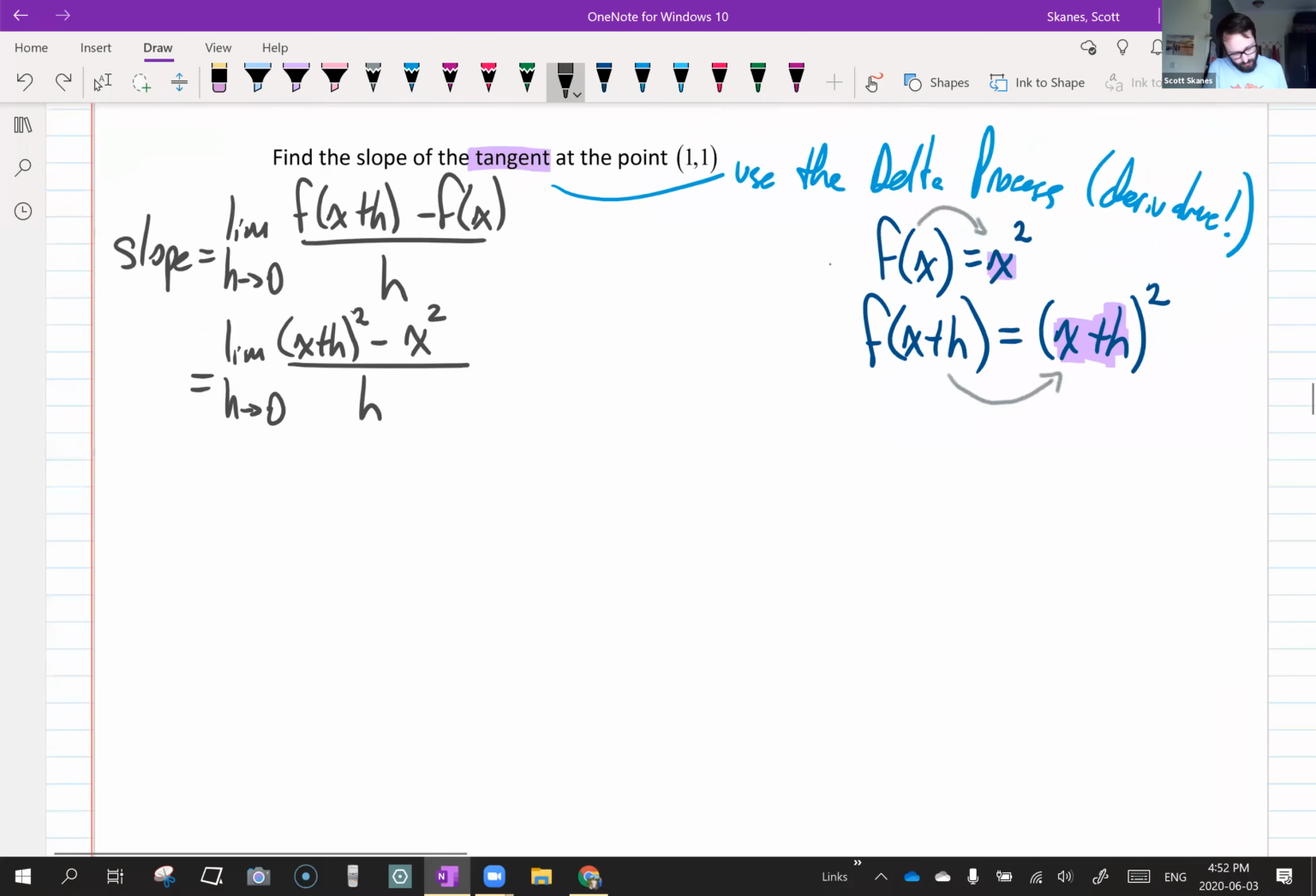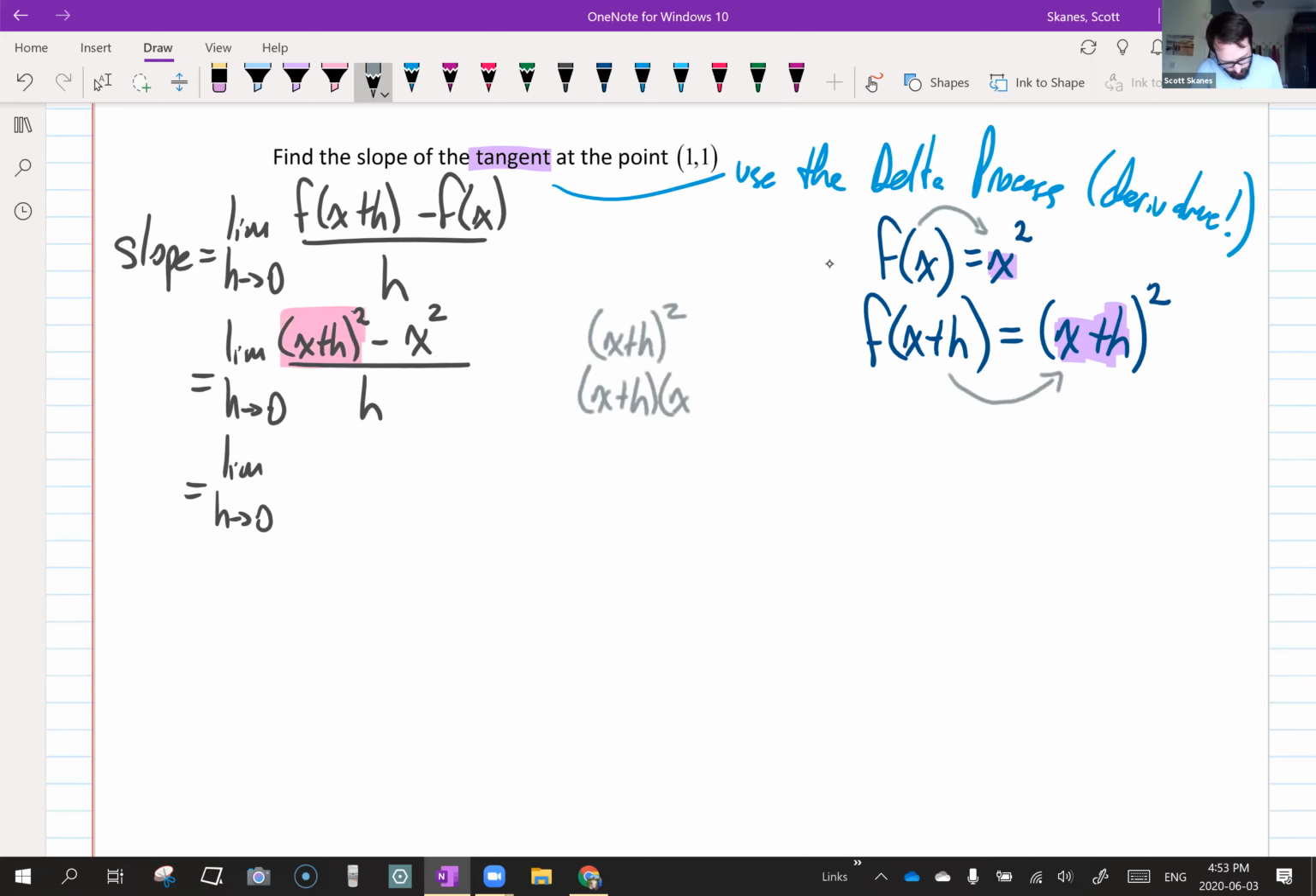So allow us to work this through. The limit as h goes to 0 of, let me simplify this or expand it. What is it? It's x plus h all squared, which is the same as x plus h multiplied by itself. So you do your regular multiplication methods. You get x squared plus xh plus xh plus h squared. So it's this.